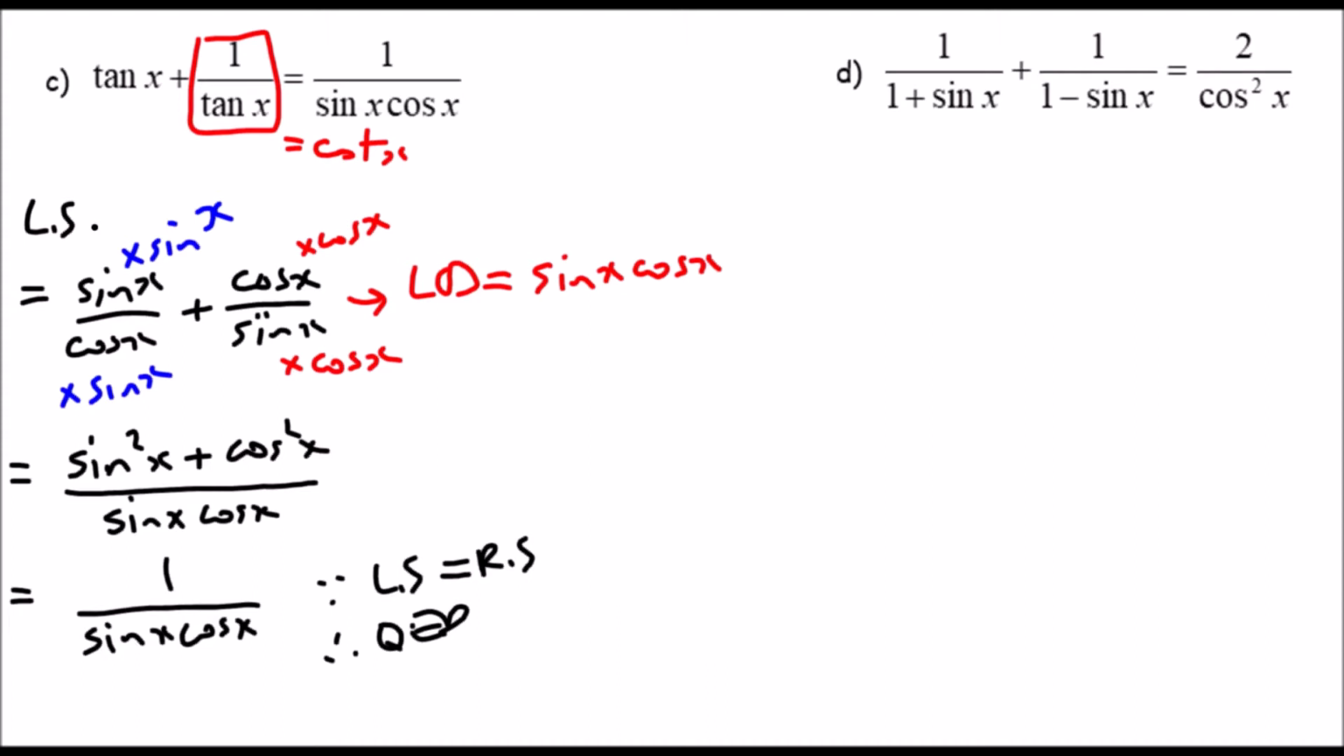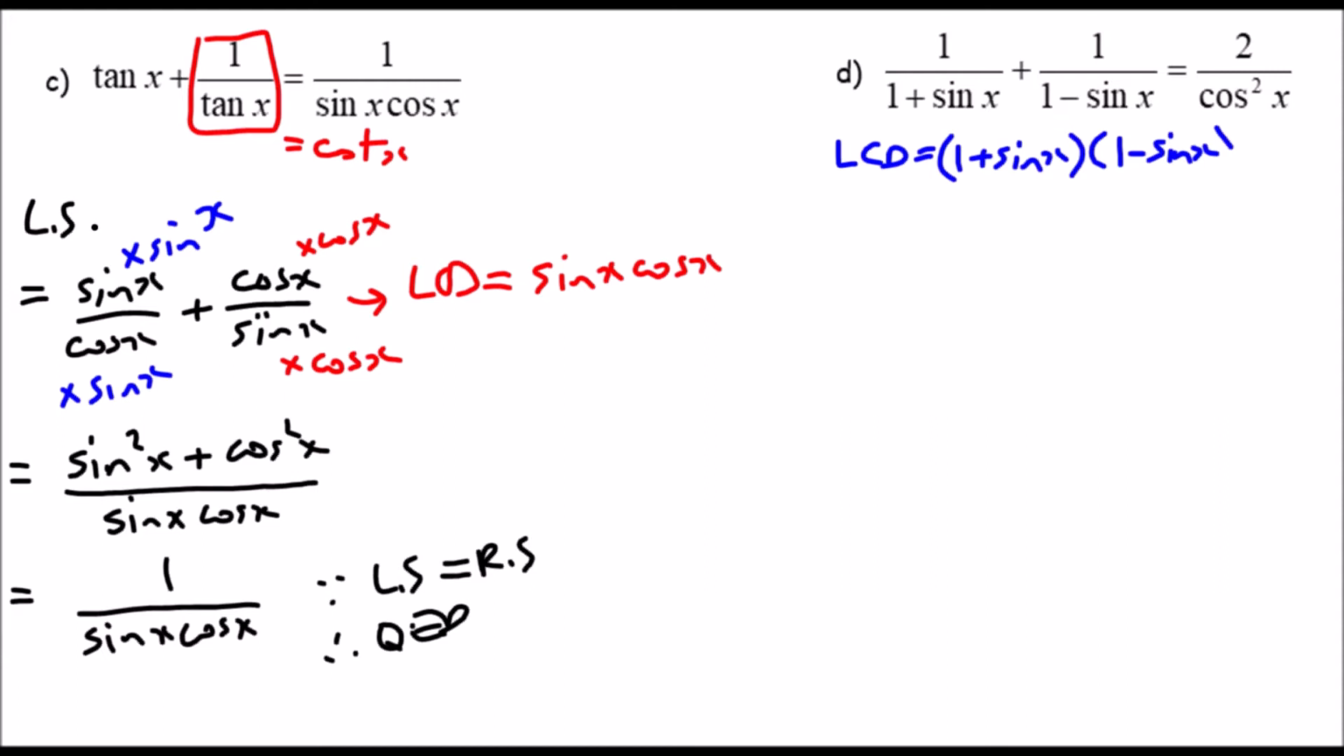Alright, we save the best until last. So here we go. Last one. Definitely going to tackle the left side here, because the right side is 2 over cos squared x. Not much I can do with that. I mean, I can change that to 1 minus sine squared x, but let's actually tackle this guy. So here, I know my LCD. My LCD here will be 1 plus sine x, 1 minus sine x.